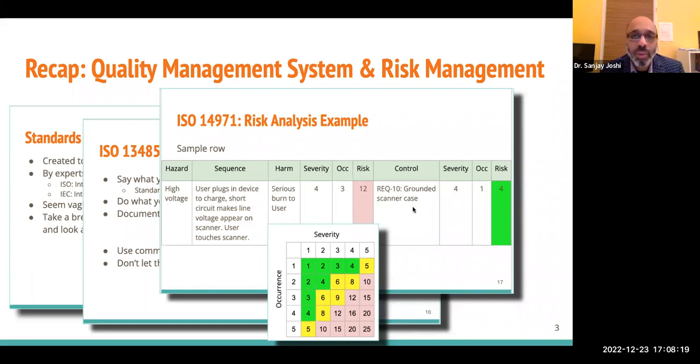Then you implement a control, like you are going to ground the metal case on your scanner. We gave it an ID so that it's easy to show evidence of verification. And that control reduced the probability of occurrence from 3 to 1. The multiplication yielded a 4, which is green. And that's because of this matrix. In the last talk, we figured out how to actually derive this matrix and figure out what is unacceptable, which is the red zone here. What is definitely acceptable, a green zone here. What is sort of acceptable is the yellow zone here. And the aim is that anything that is red, you need to get into the green or the yellow zone.